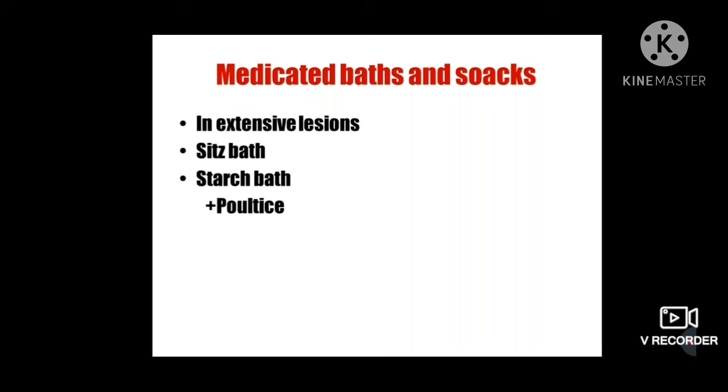And medicated baths and soaks are very effective in extensive lesions. Extensive lesions means exfoliative dermatitis, with exfoliation mainly over the whole body. Exfoliative lesions will be there. Psoriasis, whole body extent of psoriasis will be there. In those recent lesions, we can do Nalpamara Kashaya Dhara or Triphala Kashaya Dhara, whole body Dhara, or sitz bath or starch bath with poultice. Starch bath means, in Kerala, we prepare a Njavara Pinda, Shashtika Lepana, over that area in order to rehydrate that area and in order to soothe or smoothen that area.